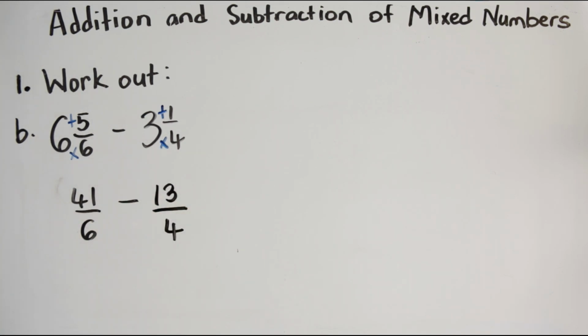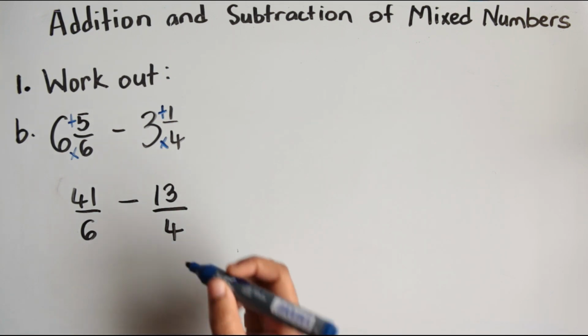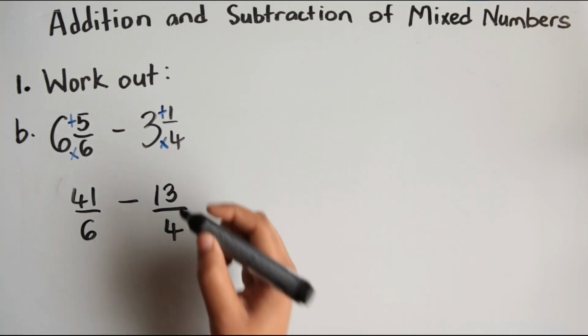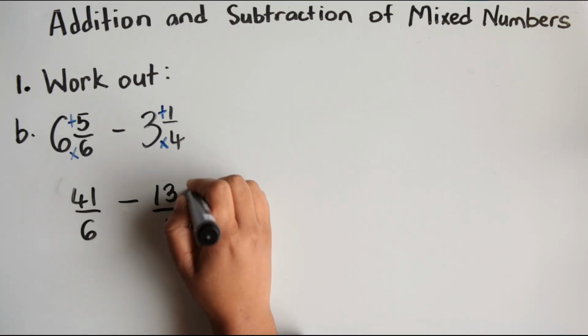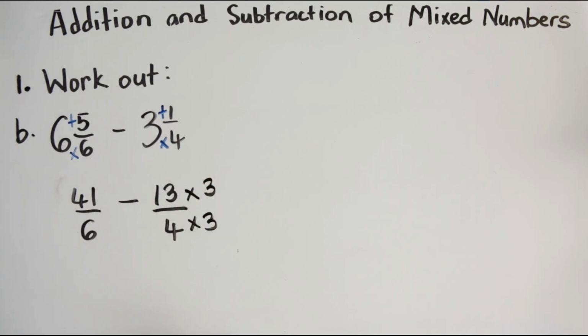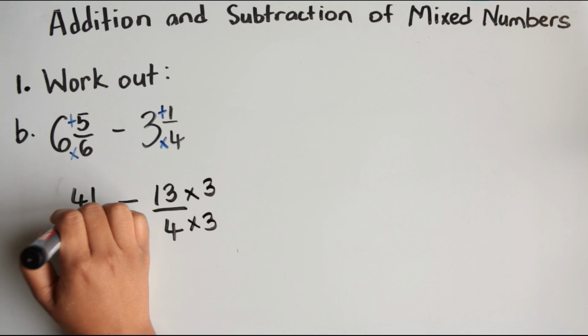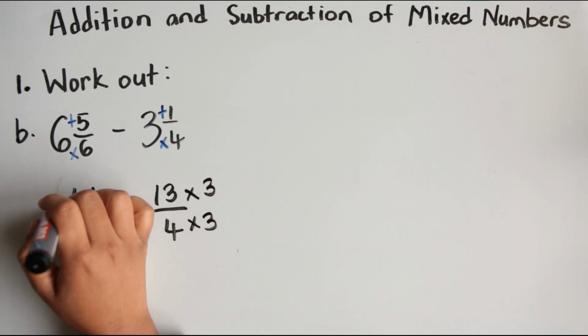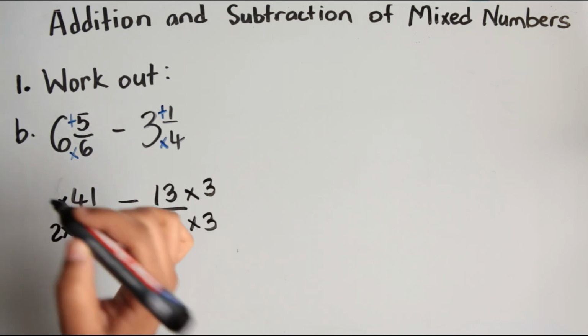Again, we want both fractions to have a common denominator so that we're able to subtract them. So we need to find equivalent fractions for each with a common denominator. The lowest common multiple of 6 and 4 is 12, which means I could multiply this 4 times 3 to get 12. I'll also do the same to the numerator. And then I do 6 times 2 to get 12. And I also do the same to the numerator.